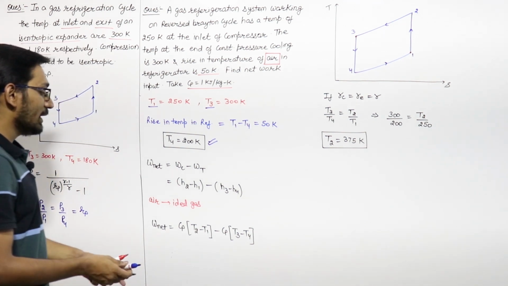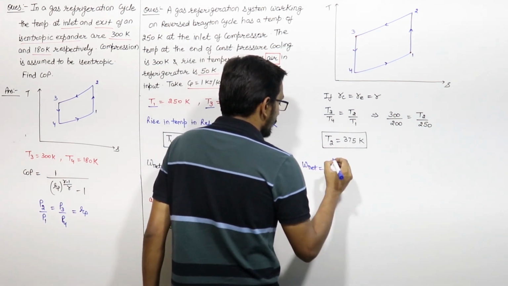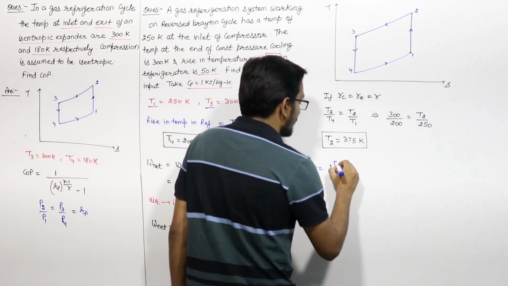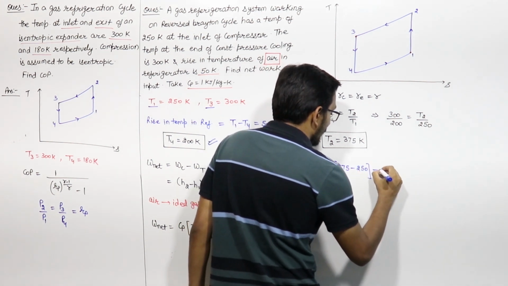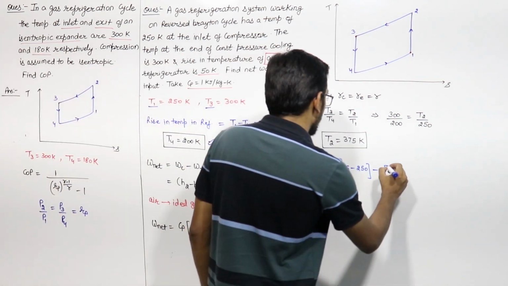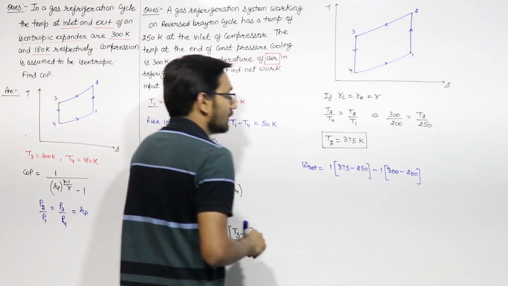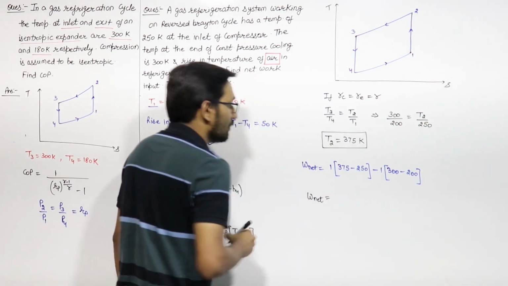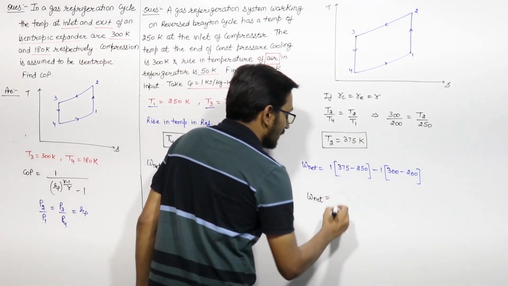So now if T2 is known, you can easily find W net. W net will be equal to Cp, that is 1, into (T2 minus T1), T2 is 375 minus T1 is 250, minus Cp into (T3 minus T4). T3 is 300, T4 we found 200. So the W net, the net work input, will be equal to 125 minus 100, this is 25, right?